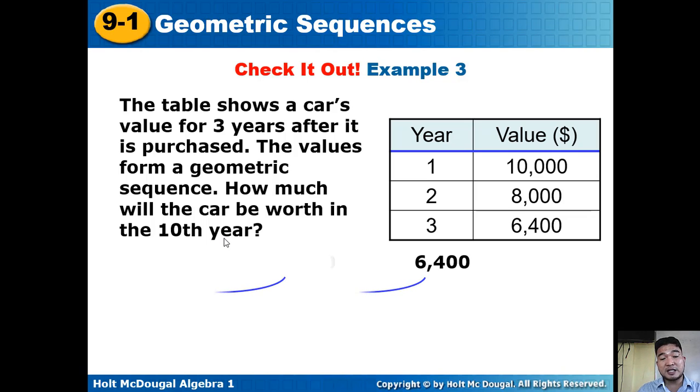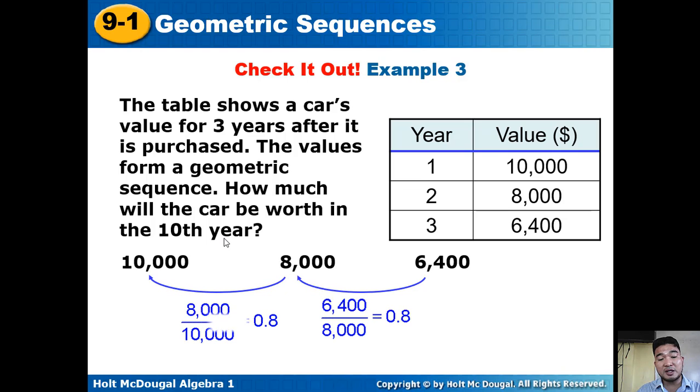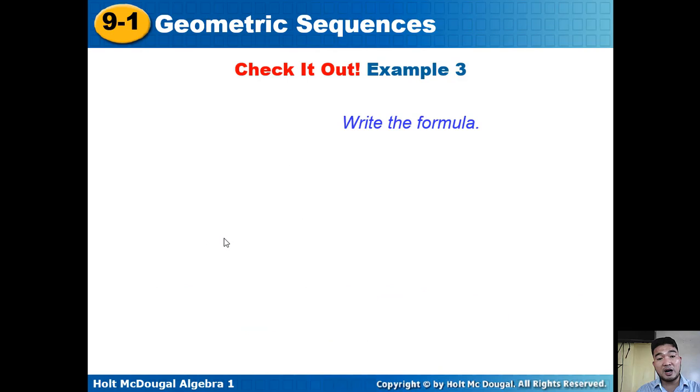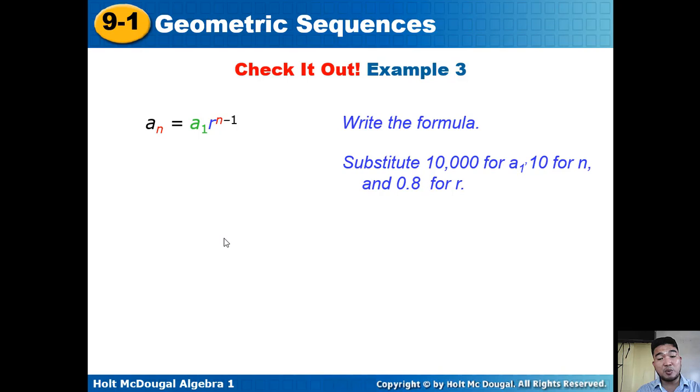So, our first task is to identify the common ratio, which is 0.8 by dividing the terms. So that is the value of R. And then write the formula, then substitute 10,000 for A sub 1, 10 for N, and 0.8 for R. So 10,000 is the first term, 10 is for N since we are looking for the 10th year value of the car, and 0.8 is the common ratio, the one that we got earlier.